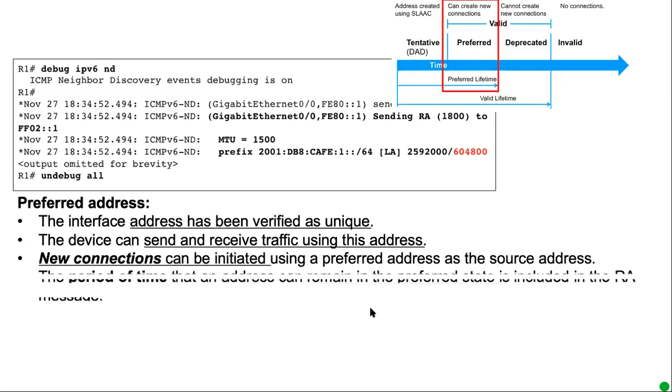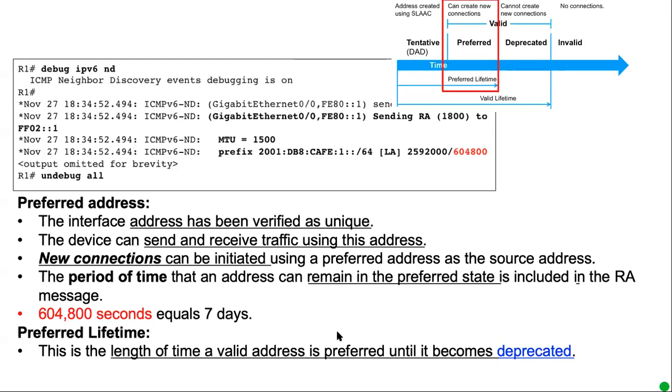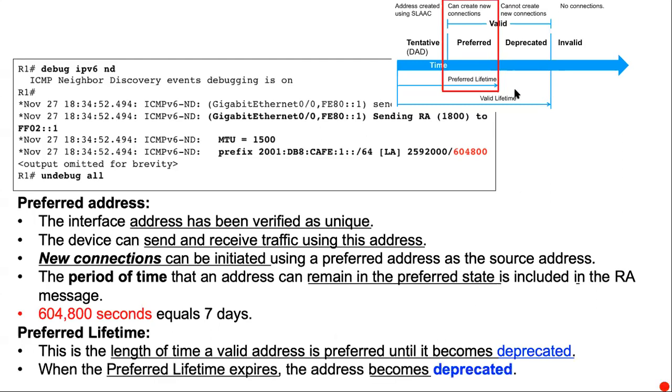Okay, so new connections can be initiated. It will remain in the preferred state for a certain amount of time. Seven days is the default, and that's what's shown here in the router advertisement, the preferred lifetime. So how long it will stay in this state, which is only 7 days. The preferred lifetime is the length of time until it becomes deprecated. So eventually it's going to become deprecated.